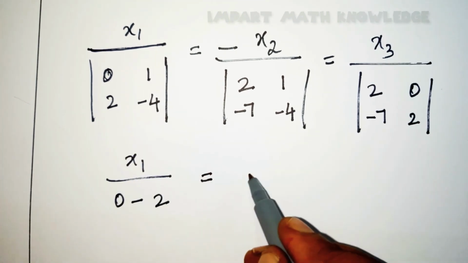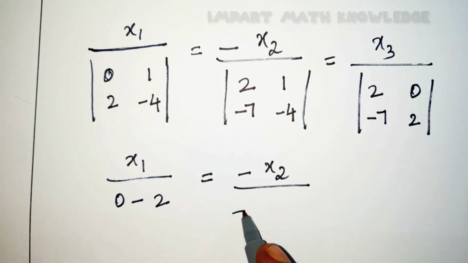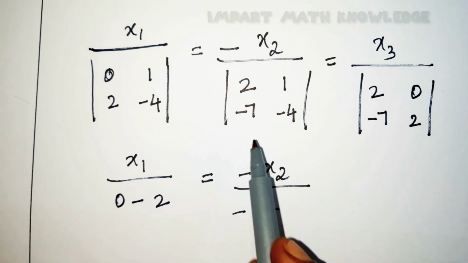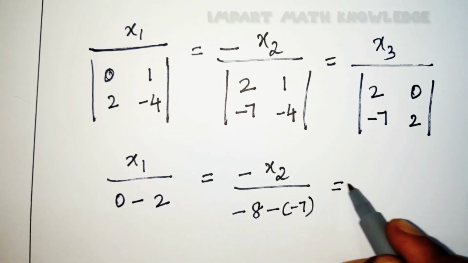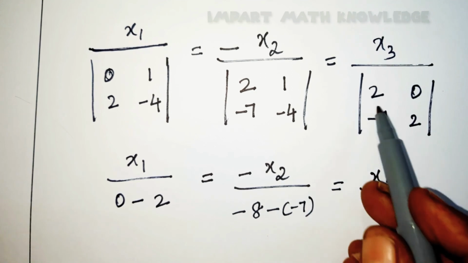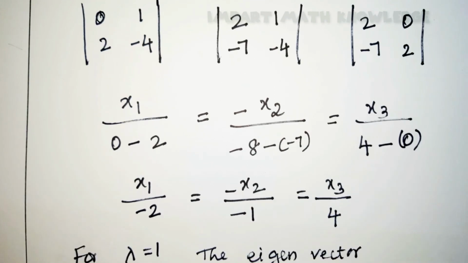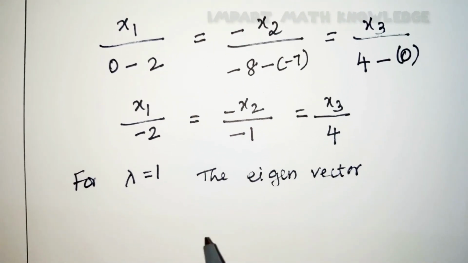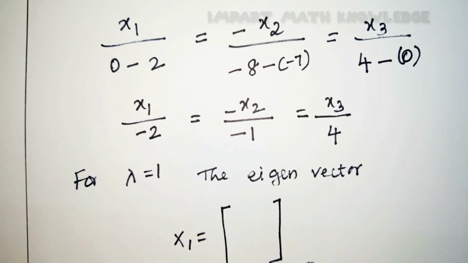0 into 4 is 0, minus 2 into 1 is minus 2. This is equal to minus x2 times, 2 into minus 4 is minus 8, minus 7 into 1 is minus 7. This is equal to x3 times, 2 into 2 is 4, minus 7 into 0 is 0. For lambda equal to 1, the eigenvector x1 is equal to [-2, -1, 4].